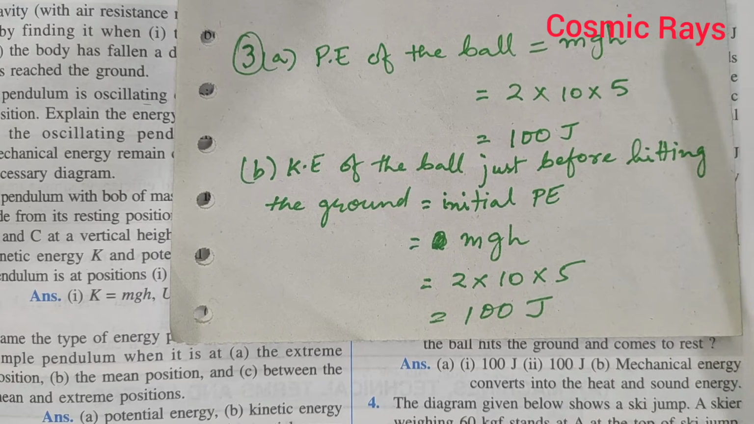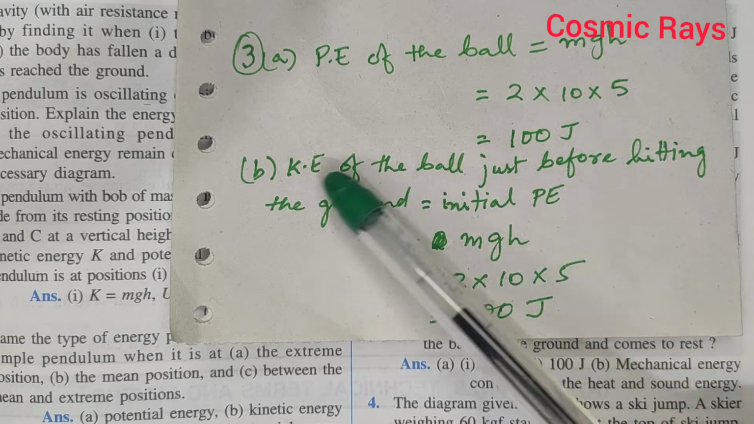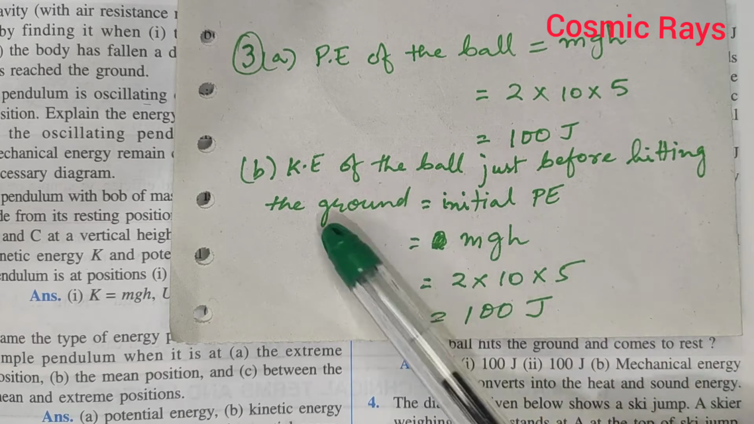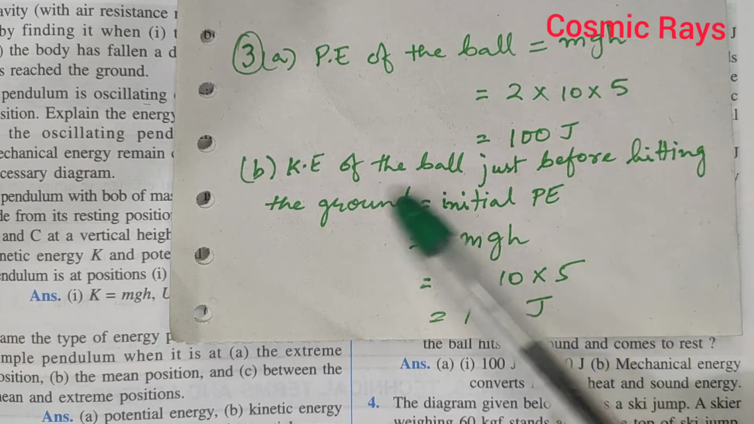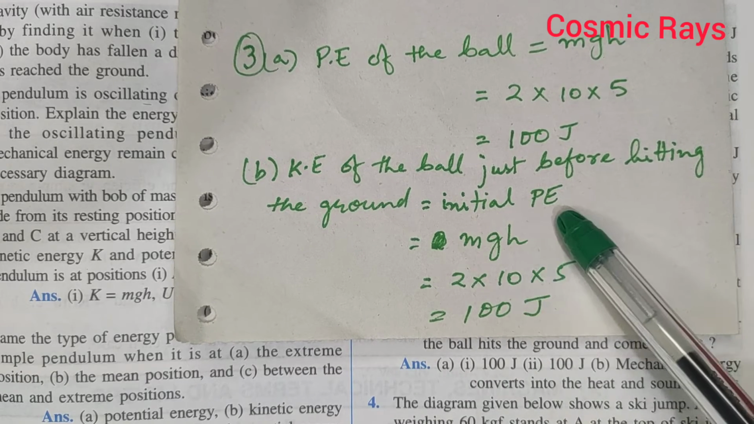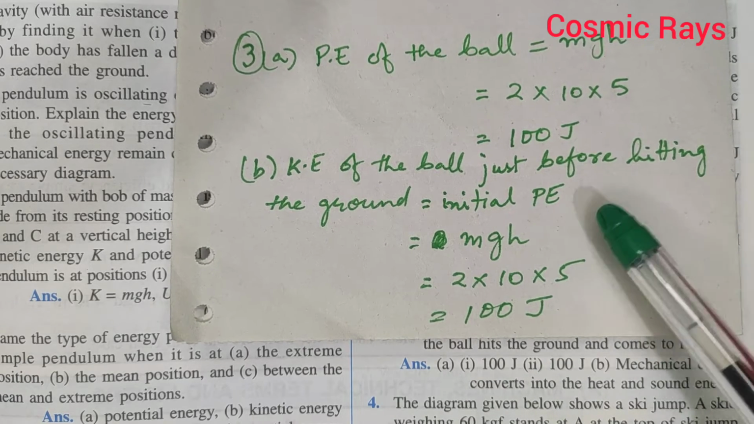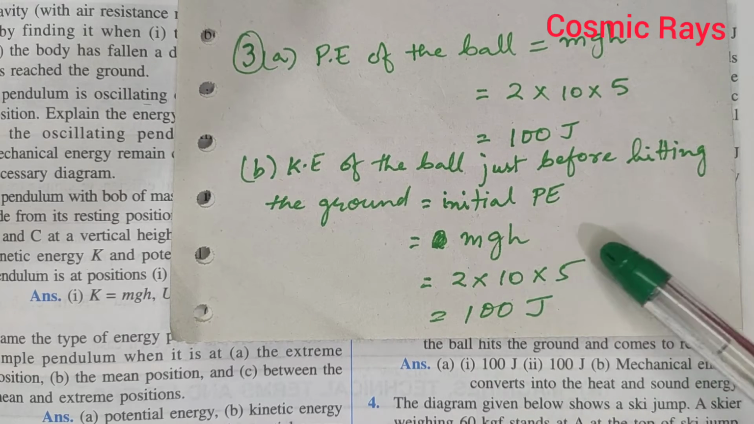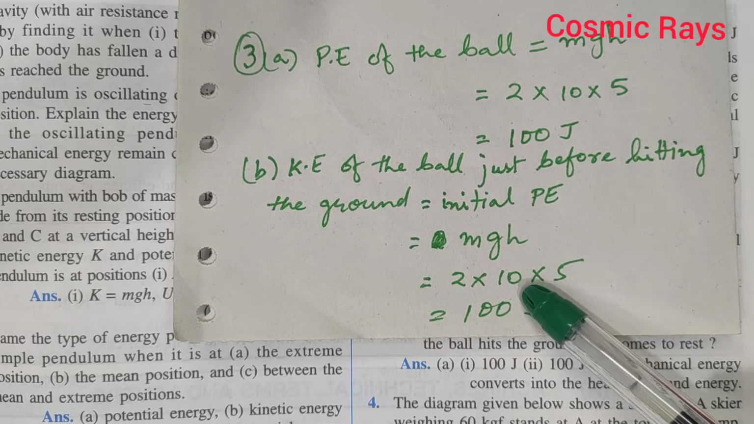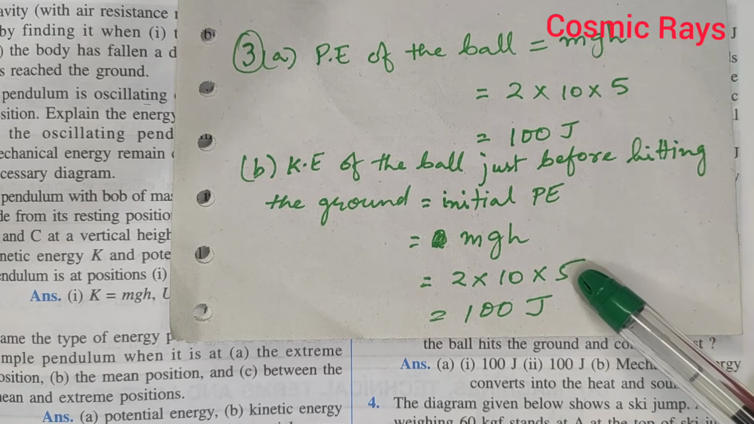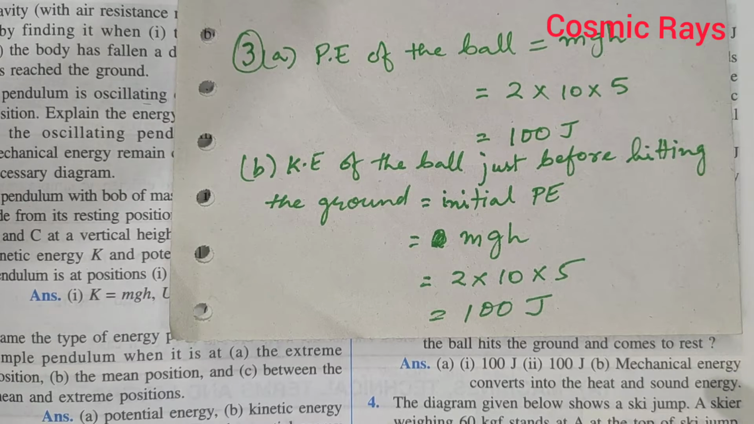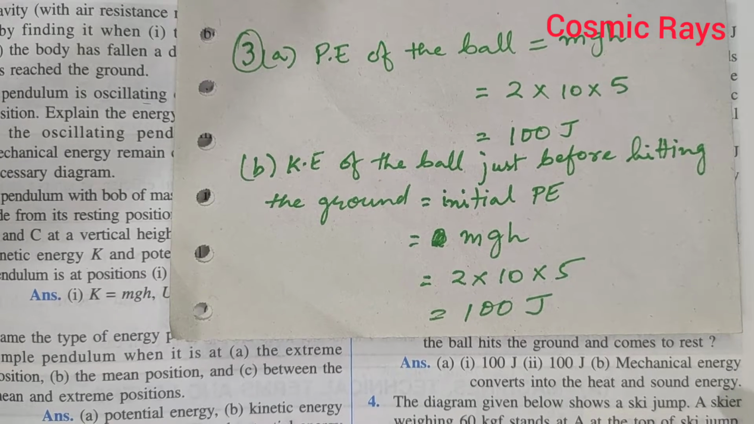The second part of the question asks us to find the kinetic energy of the ball just before hitting the ground. Now the kinetic energy of the ball just before hitting the ground is nothing but the initial potential energy. So that is again mgh. We have the mass, the acceleration due to gravity, and the height. So when we multiply it, we get the final answer for the kinetic energy of the ball just before hitting the ground.